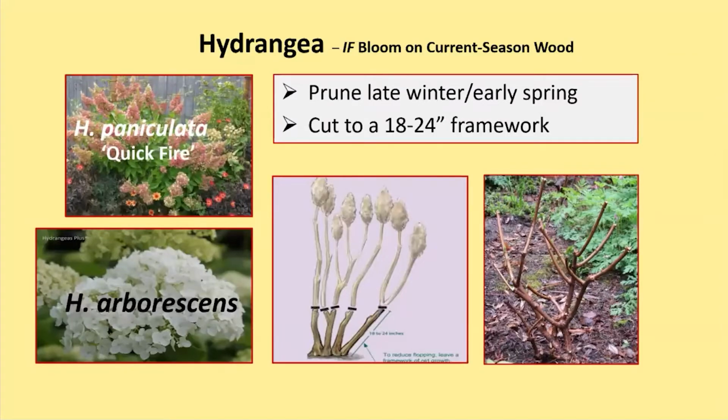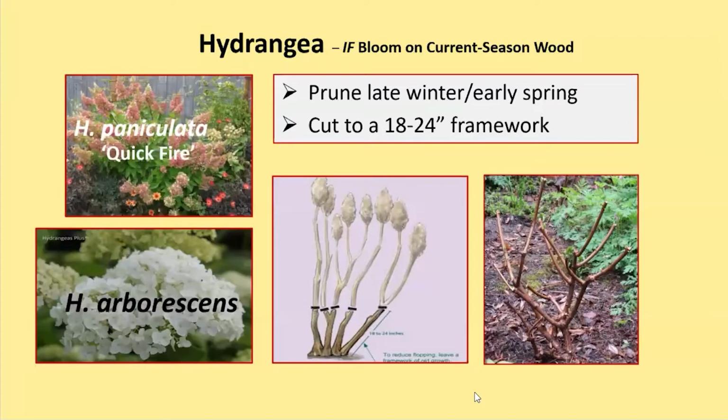All right, hydrangeas. Some bloom from new growth this season, and some bloom from wood developed last season. So that makes it a little confusing. The best bet is if you know what kind of hydrangea you have. Paniculata and arborescens are the species of hydrangea that will bloom on current season wood. And so if we want lots of bloom, we will prune late winter, early spring. So I would say in another month is a good time to prune.